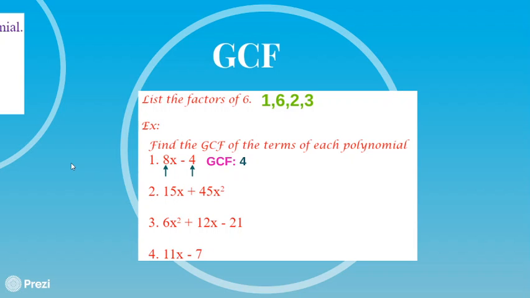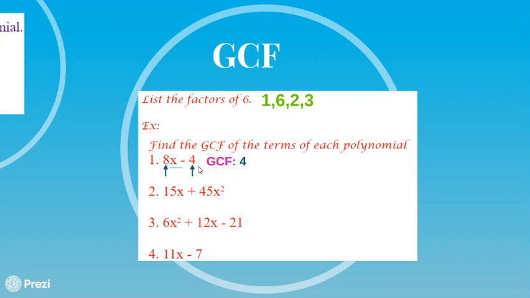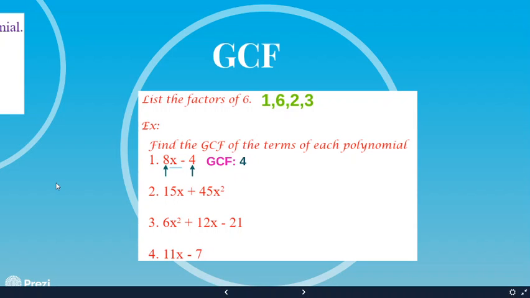If you are going to include a variable in your greatest common factor, you must have variables in every single term. Here, I only have a variable in my very first term. I don't have an x in the second term, so this is not a common factor. X will only divide into my first term, not the second term, so I cannot include x in the GCF. My GCF for example 1 is simply 4.